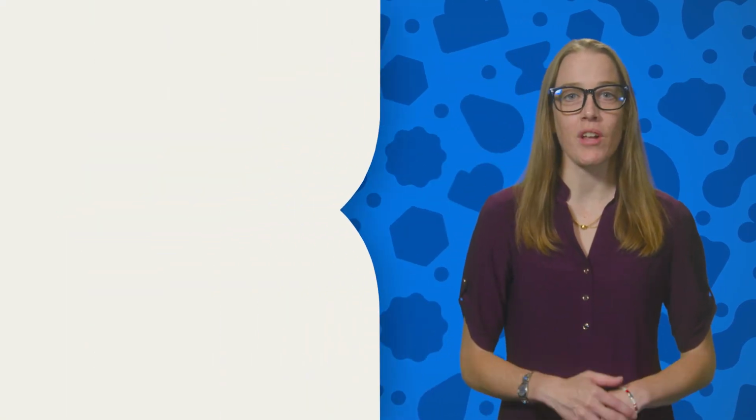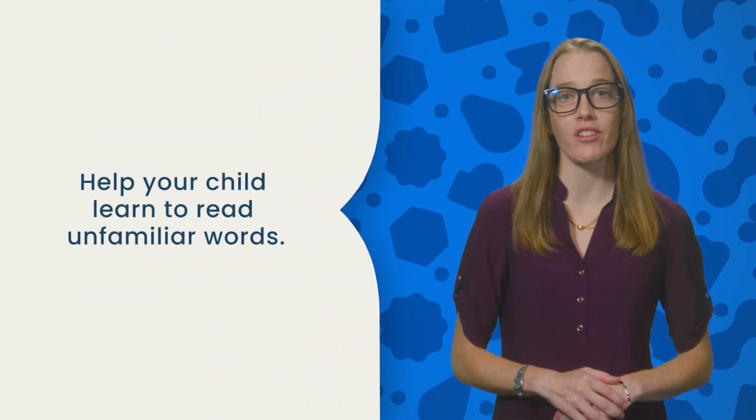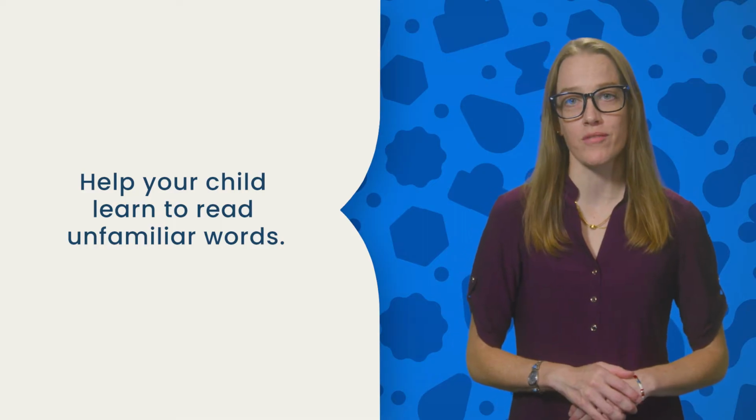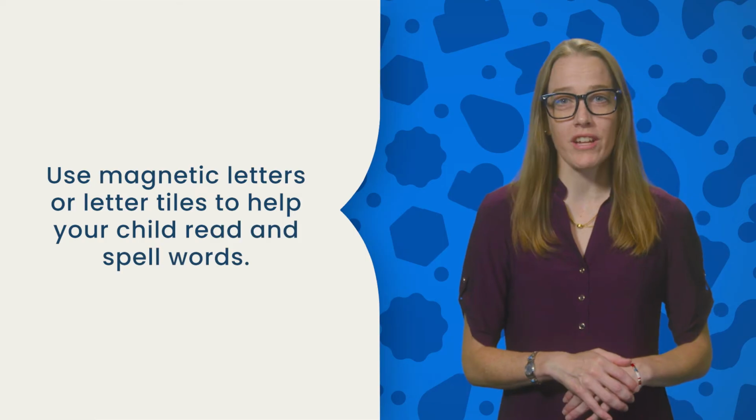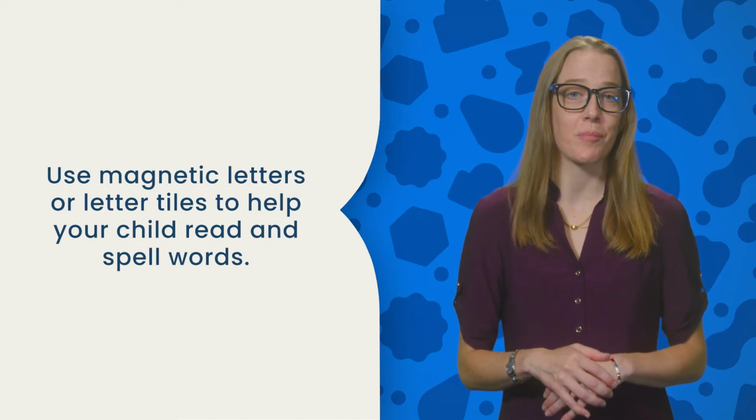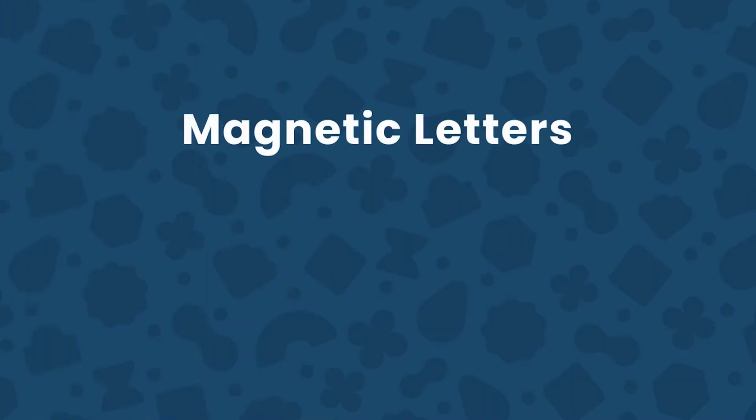In this video, we'll highlight reading strategies that help your child learn to read unfamiliar words. Specifically, we'll explain how to use magnetic letters or letter tiles to help your child read and spell words. At school, your child is learning the relationship between letters and sounds, and how sounds go together to make words. You can use magnetic letters or tiles to model how this works.